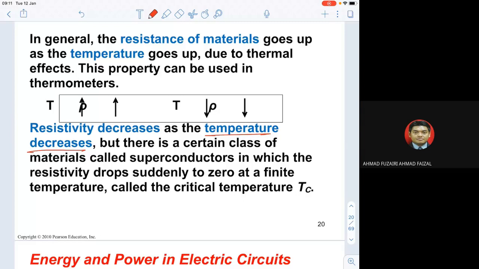Why? Because the arrangement of atoms, the temperature, everything will be considered. So that's why we are saying that the resistance of a material goes up as the temperature goes up. This happens for all materials. The resistance goes up as the temperature goes up, and of course the resistivity decreases as the temperature decreases.